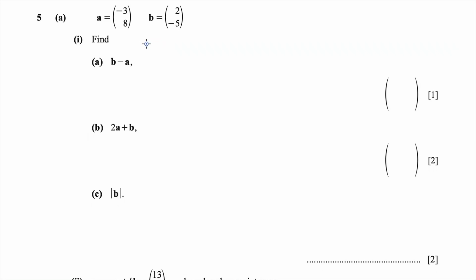Hello friends, welcome back. In this video we are going to do question number 5. This is a question based on vectors. So let us start. Two vectors A and B are given. They are asking B minus A. So B minus A is nothing but (2, -5) minus (-3, 8).